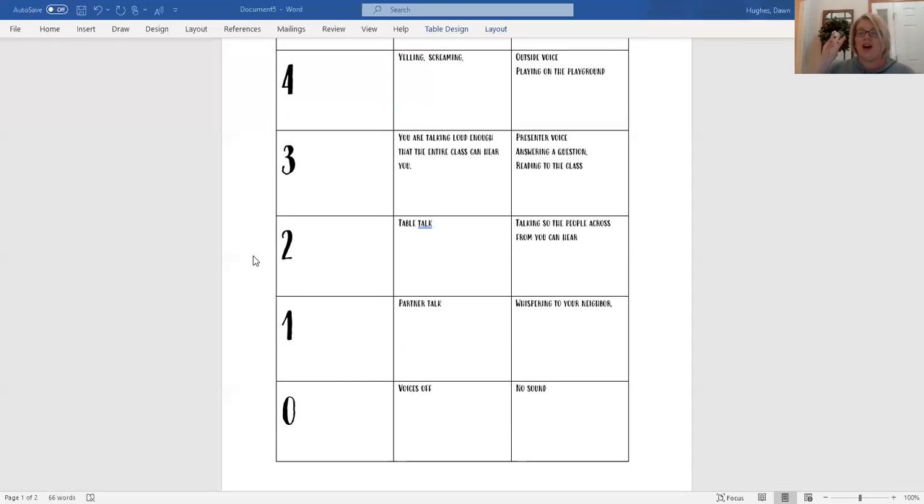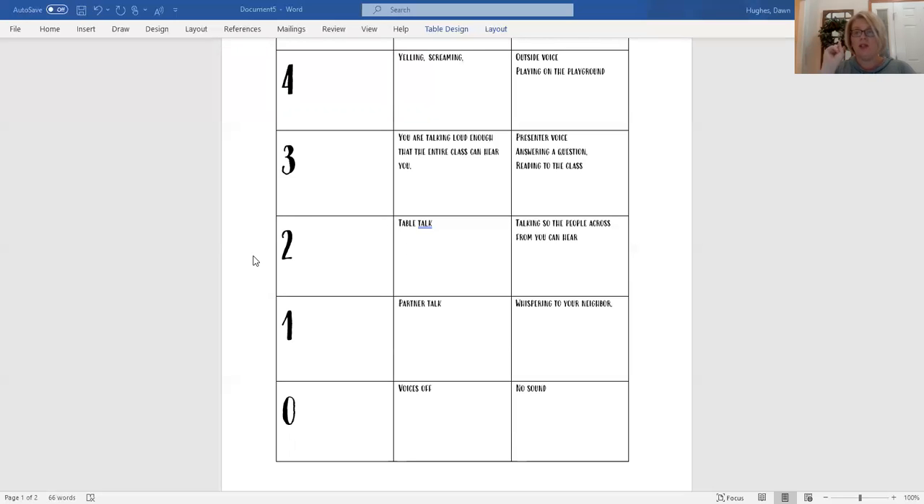Okay, so can somebody show me what a number 3 voice sounds like? Yes, when you're talking at a 3, you're loud enough so that everybody can hear you. That is correct. And so, Sally, can you show me what voice level 2 sounds like? Okay, yep, that's right. When you're at a level 2, you're only talking so that your table group can hear you. So the people right next to you, that's right.